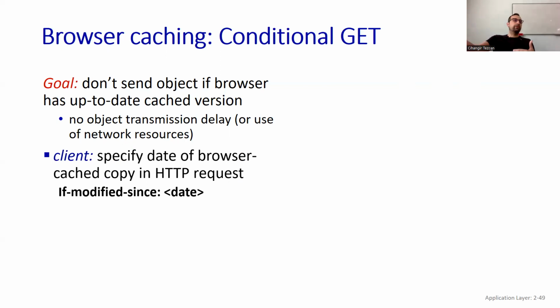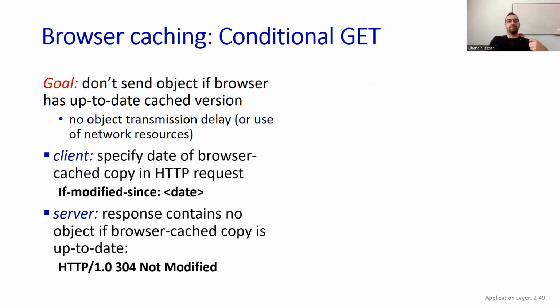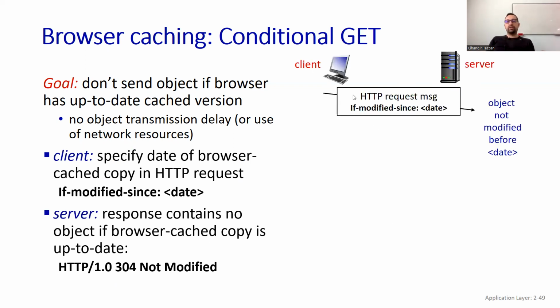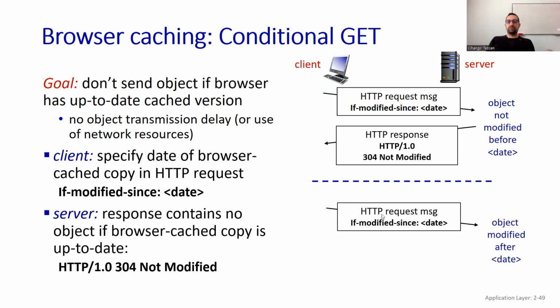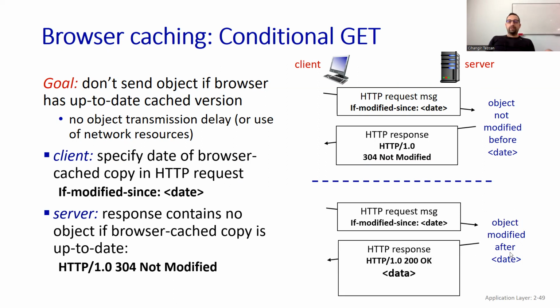So instead of downloading the object again, you just ask the original server if it is modified since this date. If the answer is no, then the browser provides you the cached version. If they say yes, you download it. Yeah, so the server response contains no object if the browser cache copy is up to date. It returns 304 Not Modified. So you just check if it is modified since this date, and if it is not, you don't need to download the object because you already cached it. But if it is modified, they send you the data. Now you cache this one.